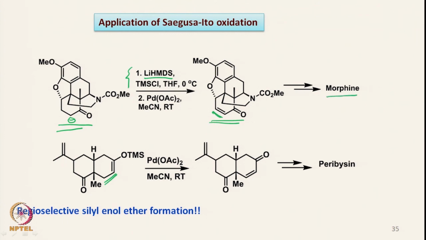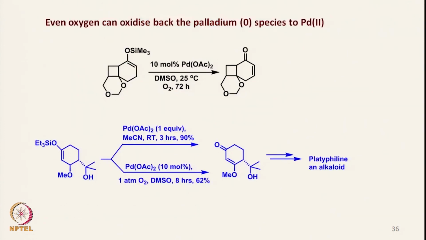Now this has been converted into the alkaloid morphine, whereas this has been converted to another natural product called peribicene. So of course you have to get to these enol silyl ethers in a very regioselective fashion. In this case there is no problem, but in this case one has to develop differently how one can get to this enol silyl ether. Once you have got it, you can see that at room temperature, in just one step, one can get this reaction done.